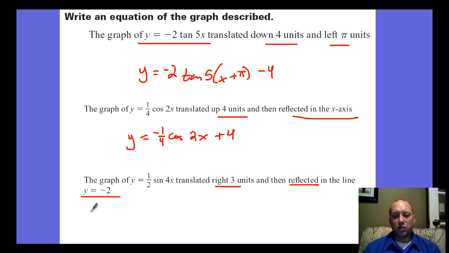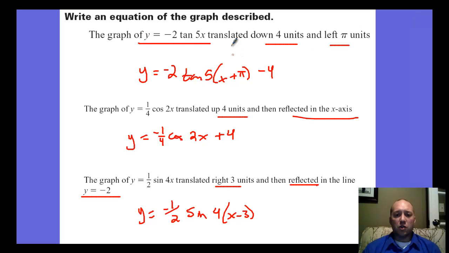So a horizontal reflection. That's just saying really we have a negative a value. That's the vertical reflection. The right 3, so we do x minus 3, or shift the graph right 3. So that would be the equation. Call that good for the night. So that would be graphing like yesterday, but we're dealing with our horizontal and vertical.